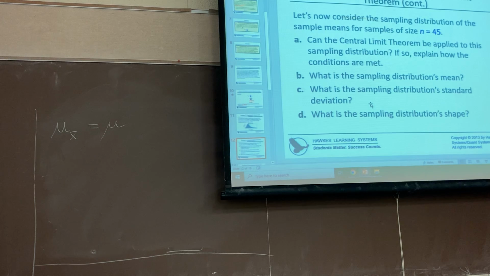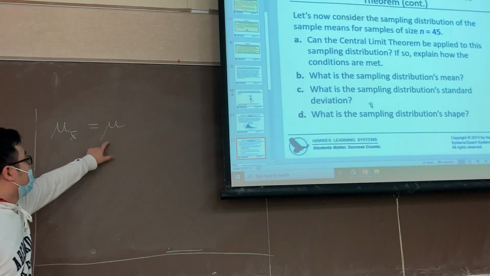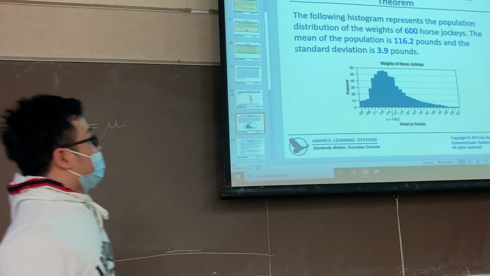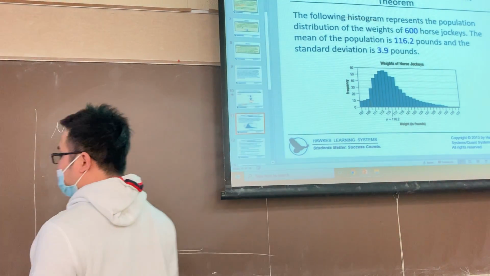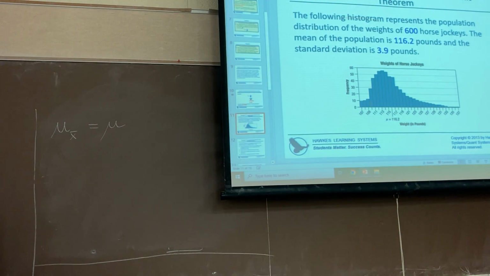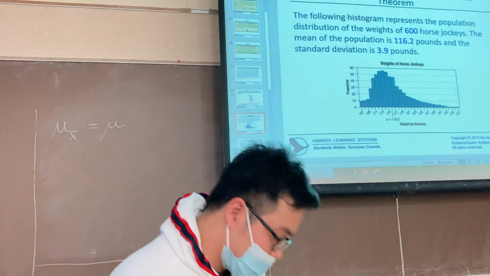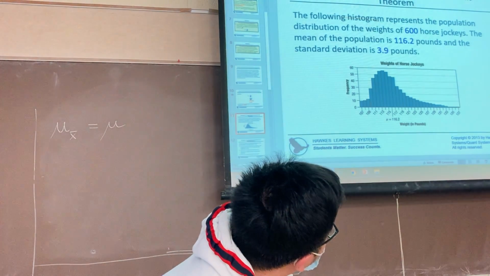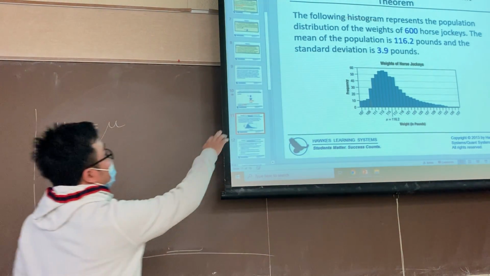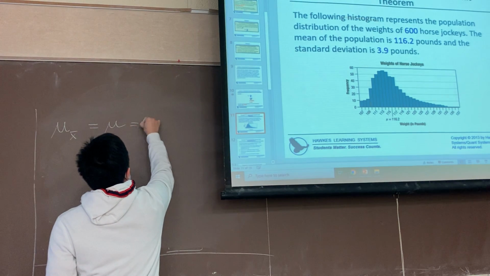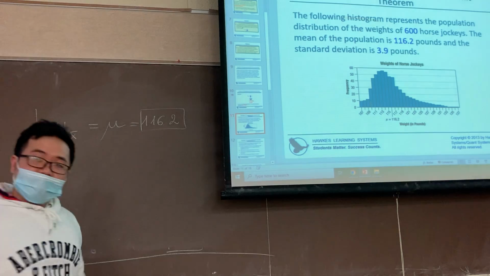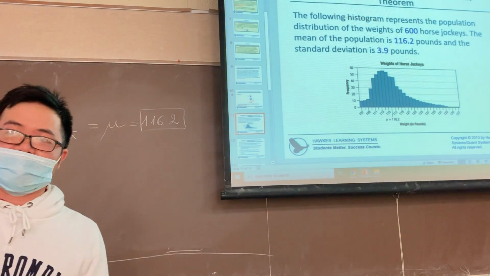The thing here is we need to find the mean of the population, and you will look at the example. Could you tell me what is the mean of the population? Delaney, right? 116.2. Yeah, exactly. Look at the keyword here, the mean of the population is 116.2. So that will finish it. Okay, clear, right?